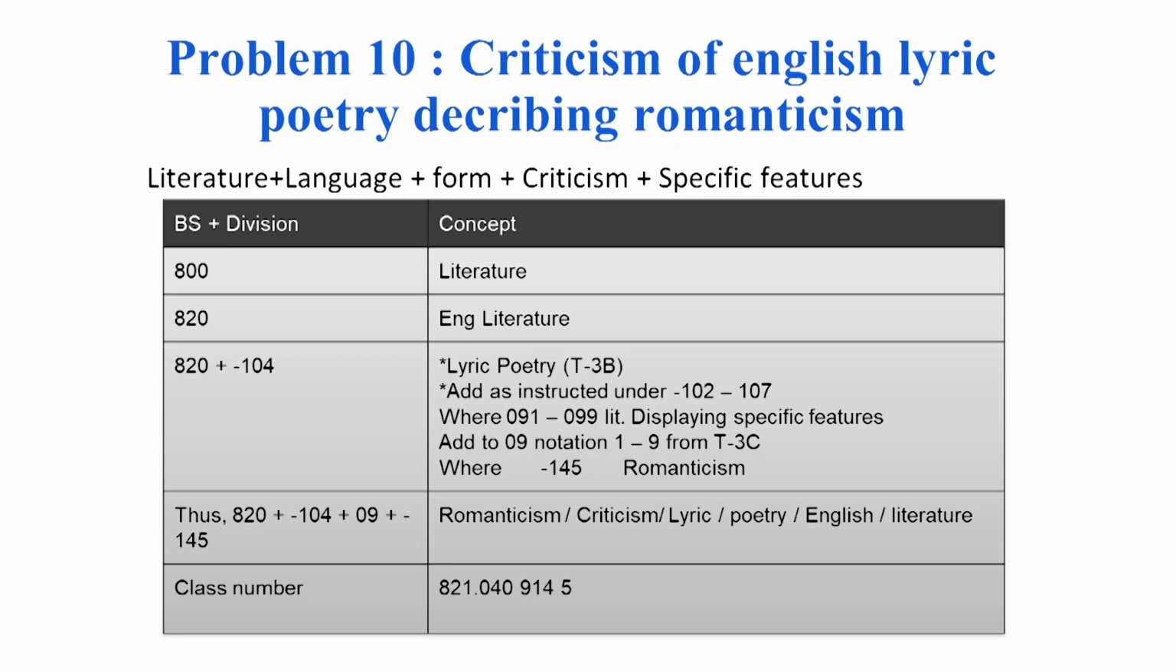So now we have to add 820 plus -104 plus 09 plus -145. The concept coming is romanticism, then 09 criticism, then a special kind of poetry, that is lyric poetry, then 820 English literature. So the class number would be 821.0409145.